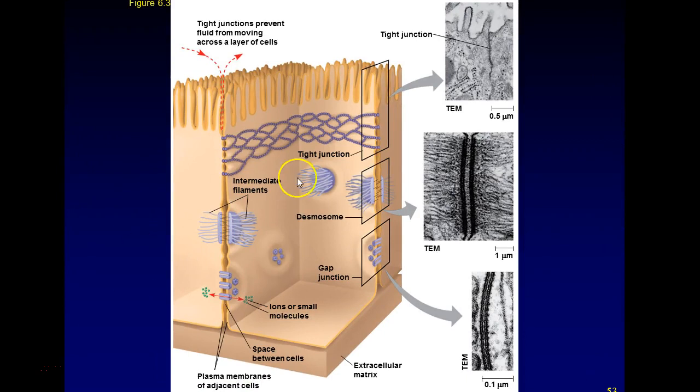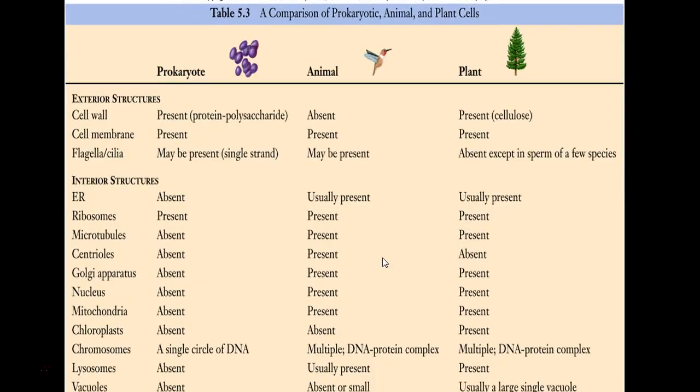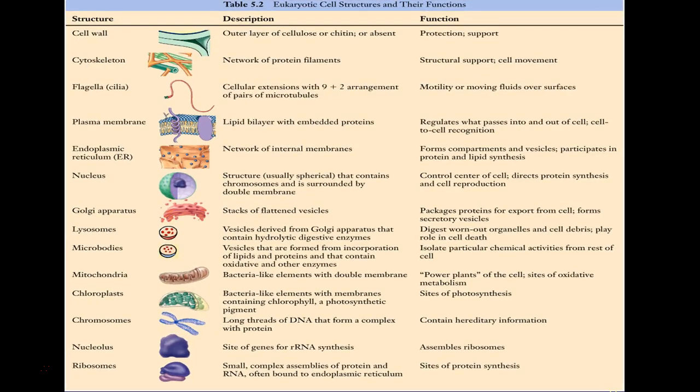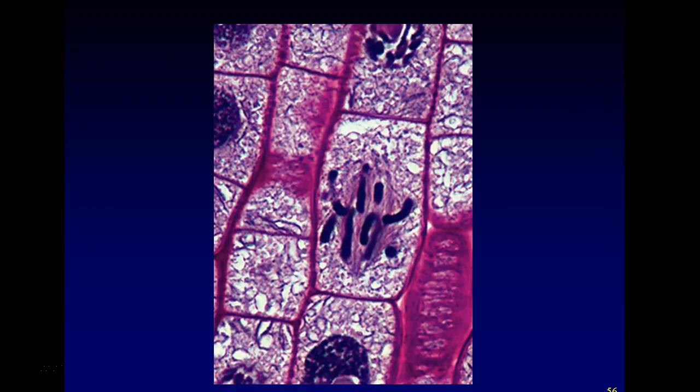Let's take a look at this picture. We have a tight junction right here, holding the cell together, a desmosome, and then our gap junction actually connecting cytoplasm to cytoplasm. This is just a table showing you the difference in prokaryotic, animal, and plant cells, the description and function of all the cell organelles, and that'll do it. This is a nice picture of an onion in mitosis. Looks like metaphase. So that's it.